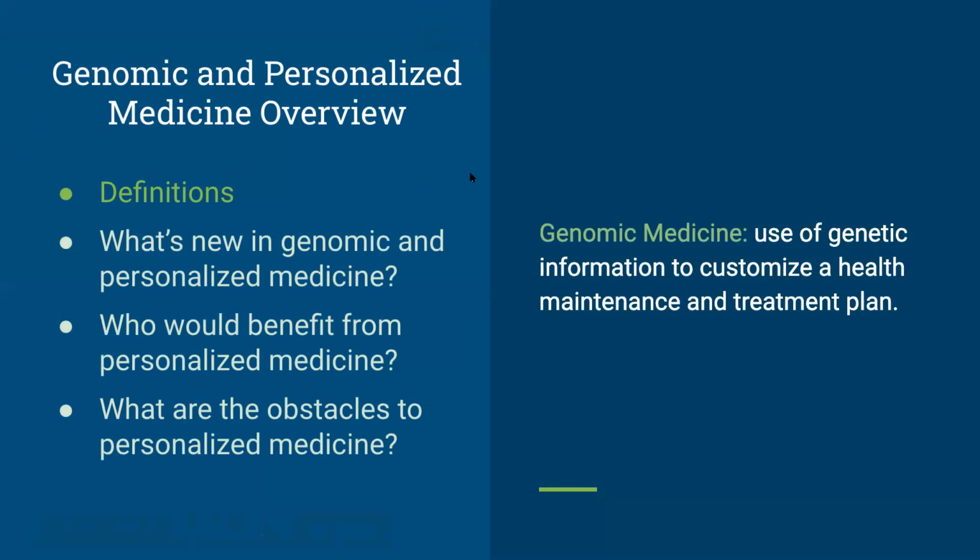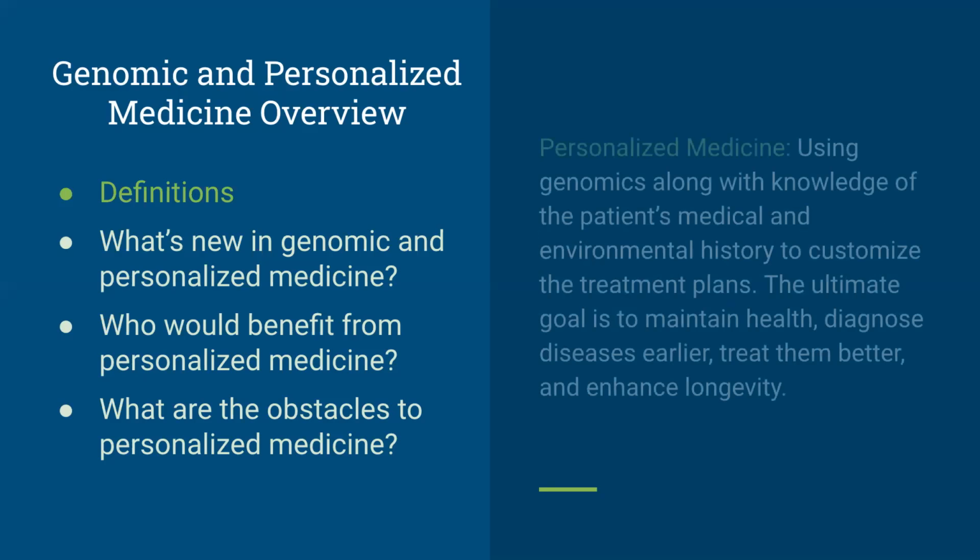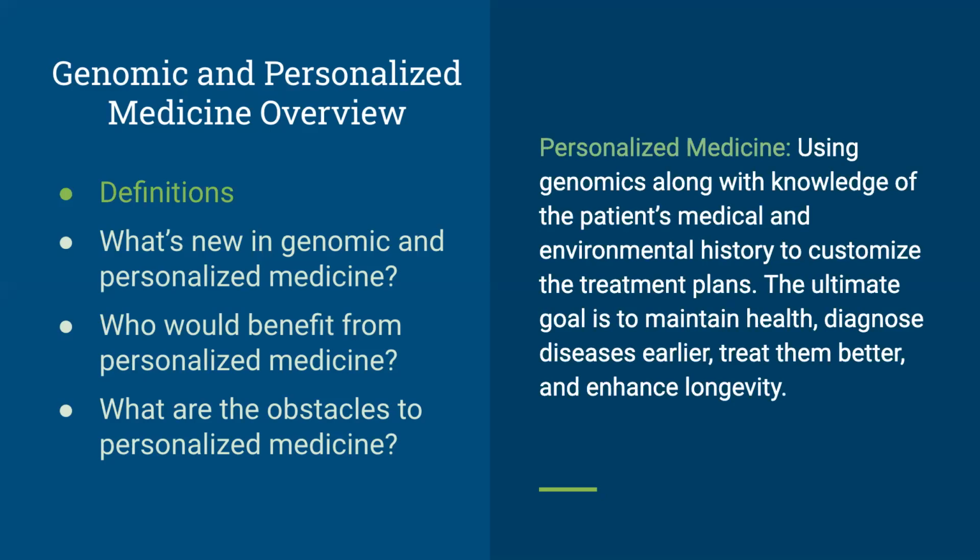So first, genomic medicine itself, what is that? What's the difference between genetics and genomics? Genomic medicine is the use of genetic information to customize a health maintenance and treatment plan. So basically, taking those genes and reading them and knowing how to turn them on or off as appropriate for the situation. Now, personalized medicine is using those genomics along with knowledge of the patient's medical and environmental history to customize those treatment plans. The ultimate goal is to maintain health, diagnose disease earlier, and treat them better in order to enhance longevity.